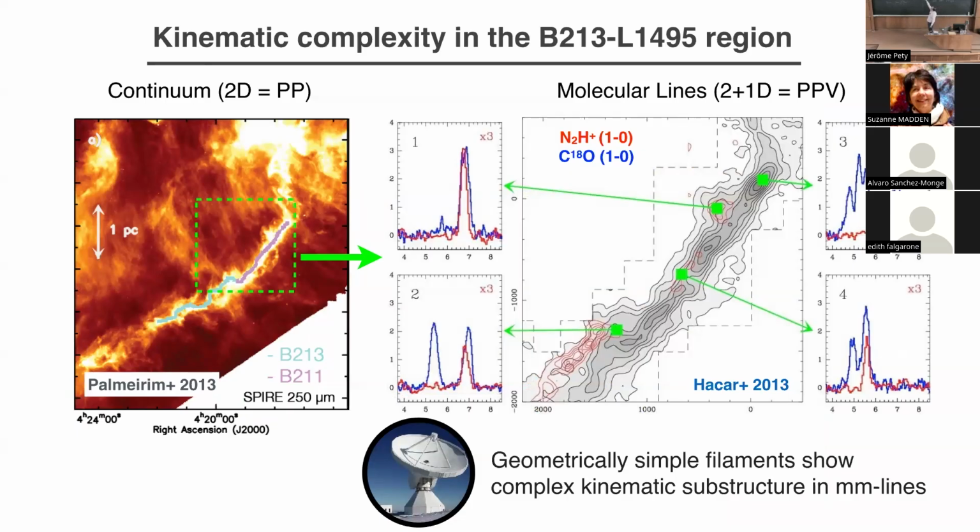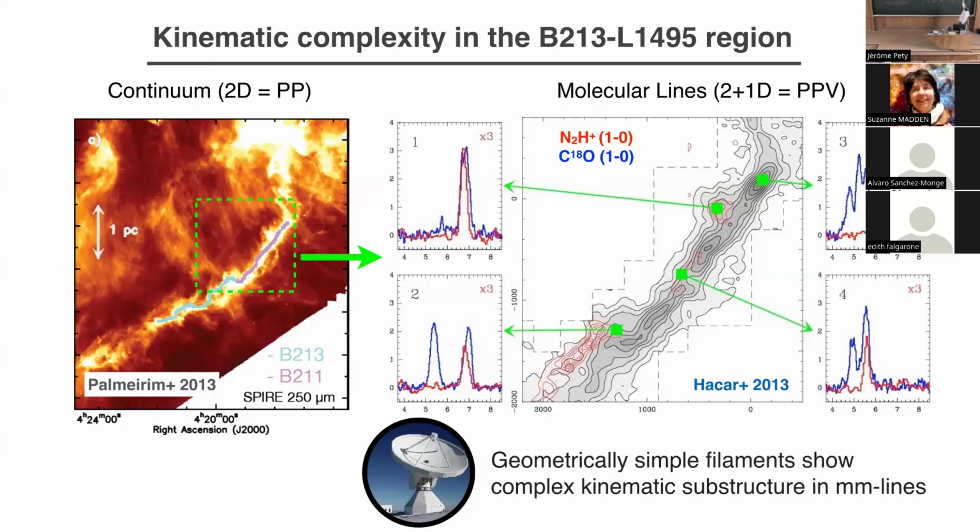So if you observe this region in continuum, again, access to the 2D PP dimension, you see this filament, and you can try to fit a profile and do things like this. So in principle, if you look at this 2D space, it looks like a simple structure. We studied the same region, this is just a part of our data, in molecular lines. And again, now we have access to this 3rd dimension that is velocity.